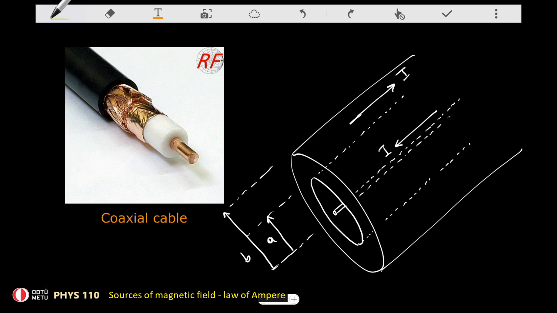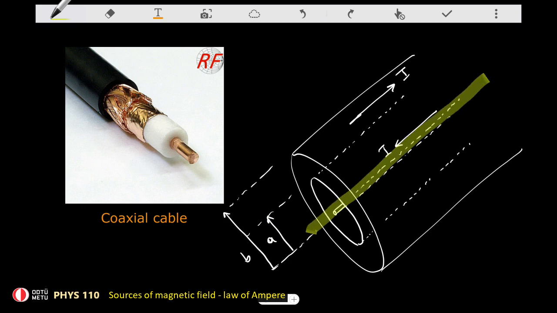In any case, we have two cables, obviously, for any kind of cable. There's a cable that carries current in one direction, and there's an outside cable in here that carries the current in the other direction. Right, so I have just shown one example of a coaxial cable in here.